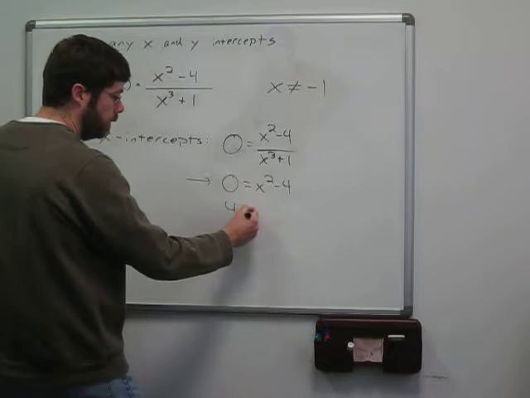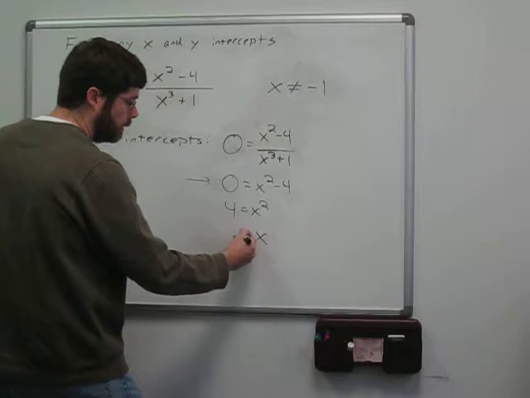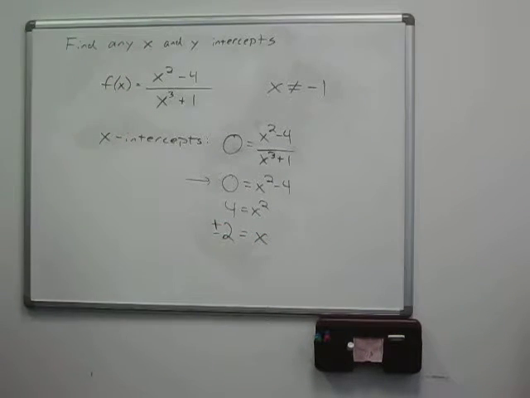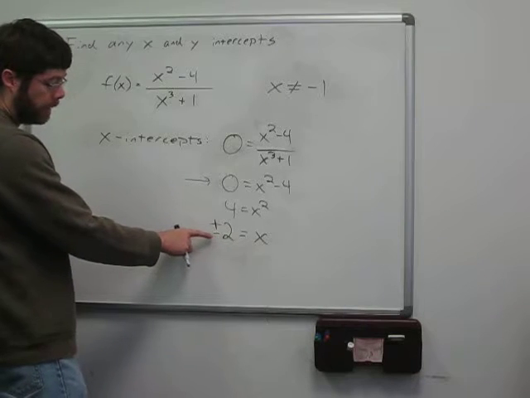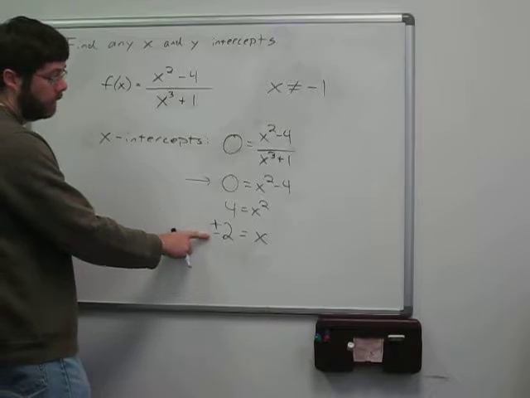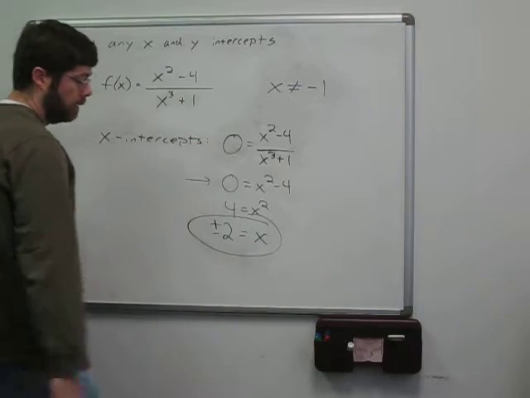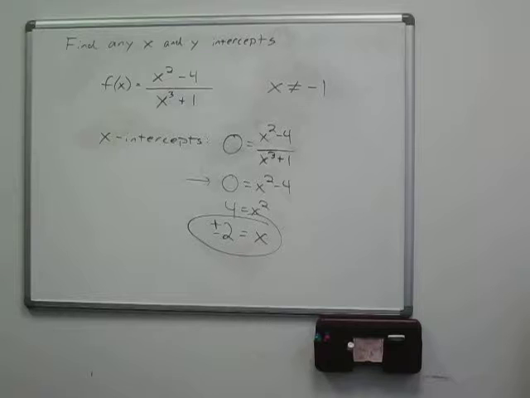Add 4 over and apply the square root property. We get two x-intercepts, positive and negative 2. Both of these are in our domain, so those are the two x-intercepts.